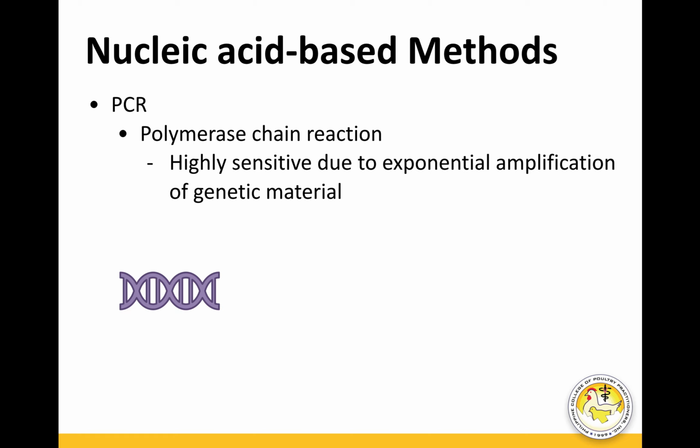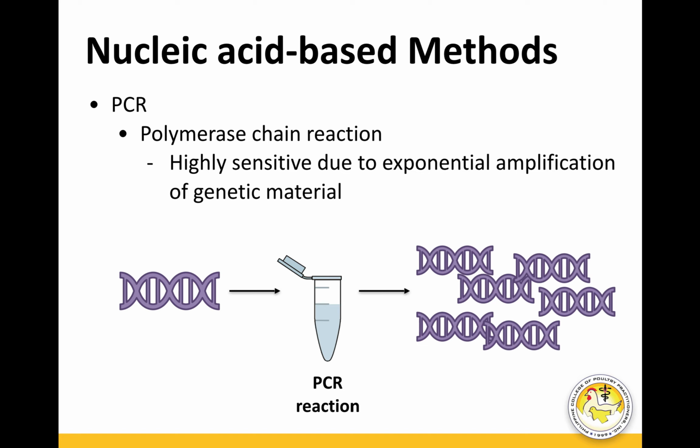One of the most common nucleic acid based methods is PCR, which is short for polymerase chain reaction. This test is very sensitive because there's an exponential amplification, not just geometric, of genetic material, so it's highly sensitive. For example, if you put one DNA molecule into your PCR reaction, you can get, in 1 or 2 cycles, 8 copies of this one single DNA strand.